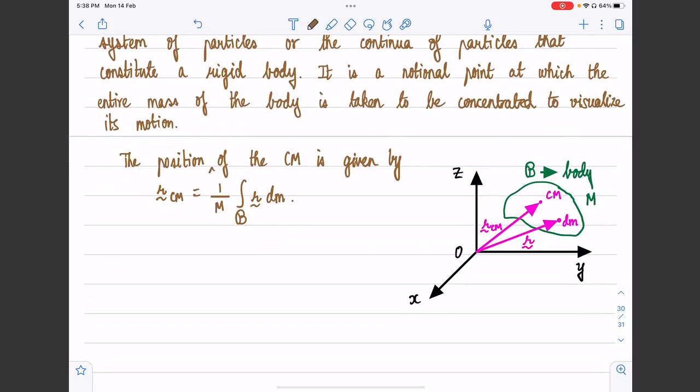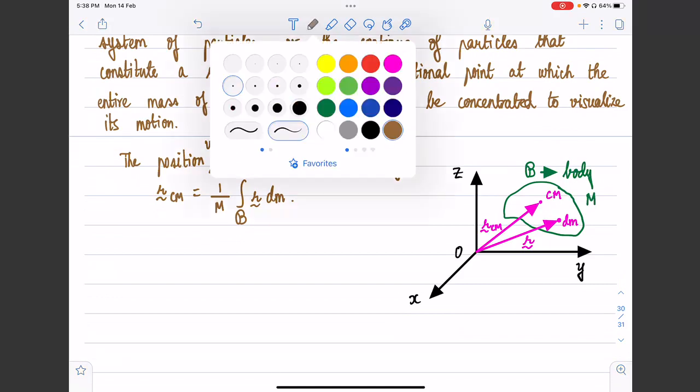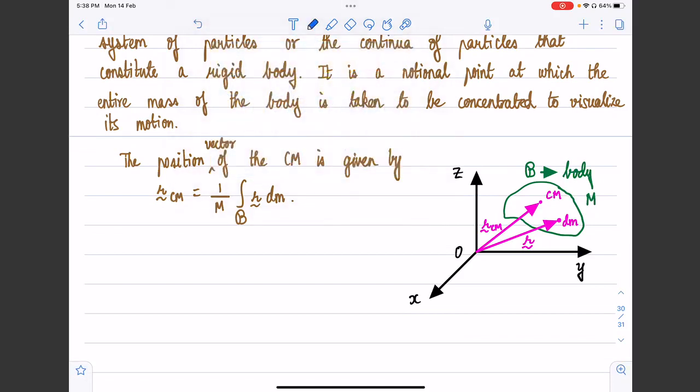Okay, so this is the center of mass. In essence, what we are dealing with is: can I get the position of a single notional point where the entire mass of the object is concentrated?